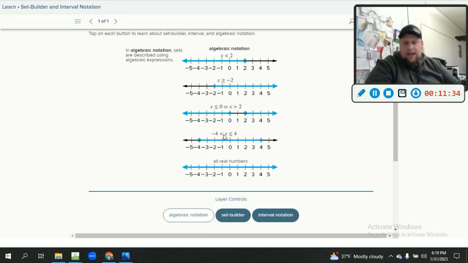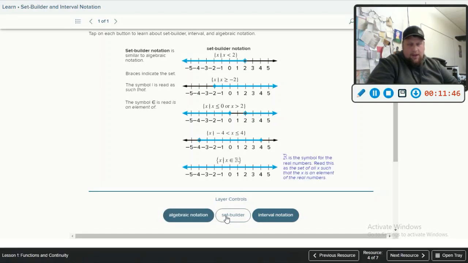And then this last one right here, everything's shaded in both directions, so that's all real numbers. Okay. Notice the difference between set builder. Set builder adds in, I'm going to take a minute, write these down, please. This says this.